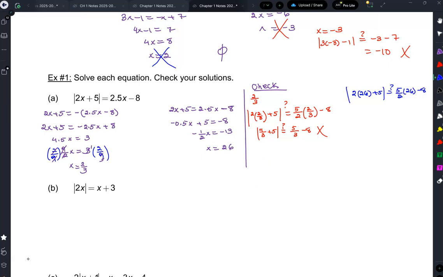What's 2 times 26? 52. 52 plus 5, 57. Here, 13. What's 13 times 5? 65 minus 8. Ooh, that works. Okay, that one works. First one so far that worked, right?